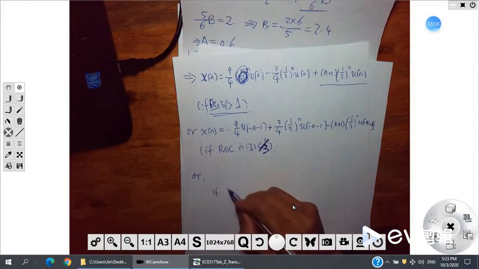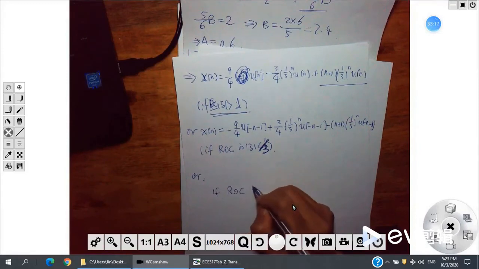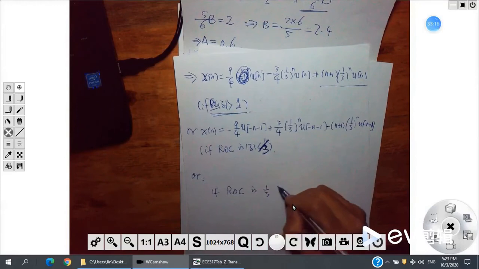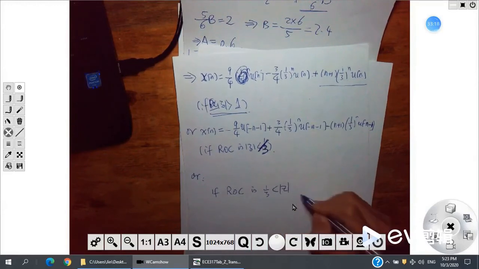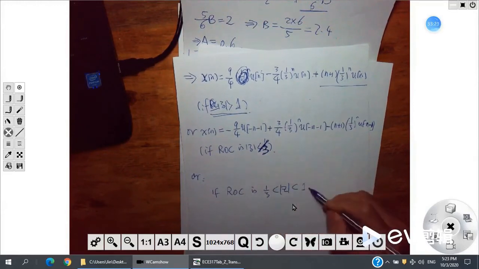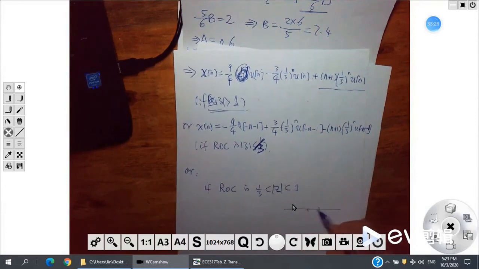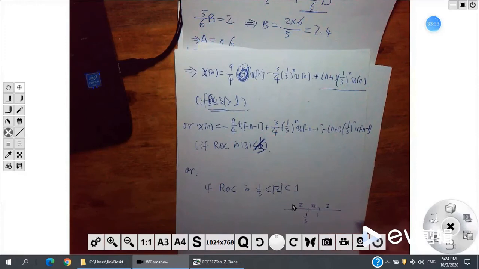Okay, now we have the third case. If the ROC is z between 1 and 1/3, so 1/3 is smaller than z, smaller than 1. Between these two values. Case 1 is this, case 2 is this, case 3 is here. Yeah, between 1 and 1/3.